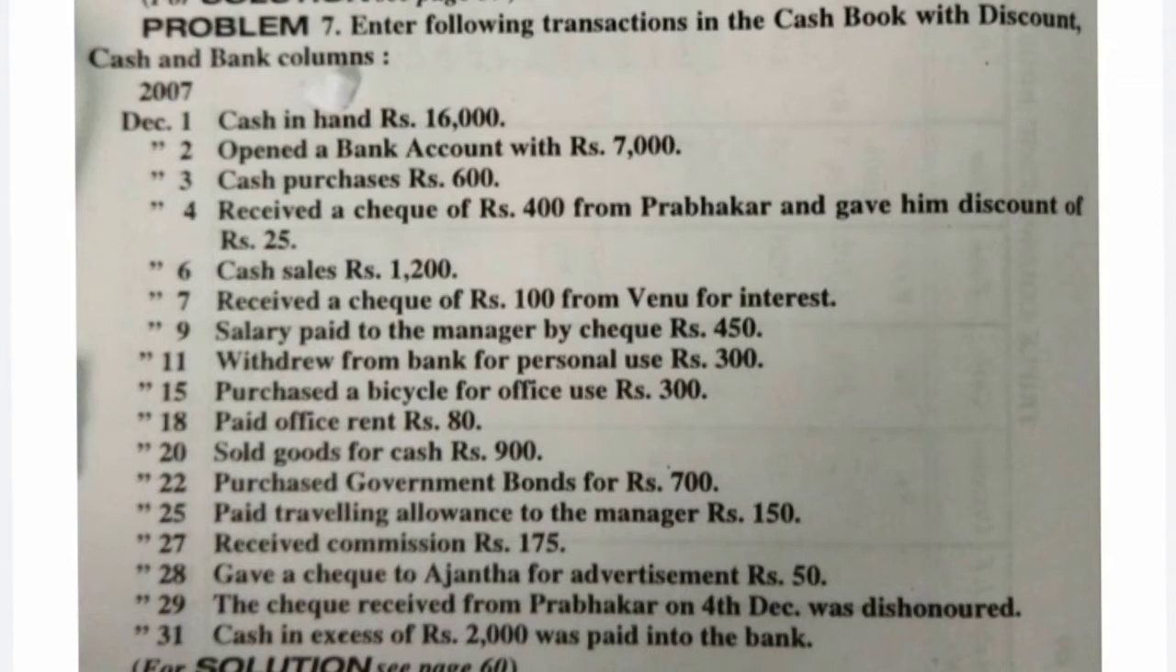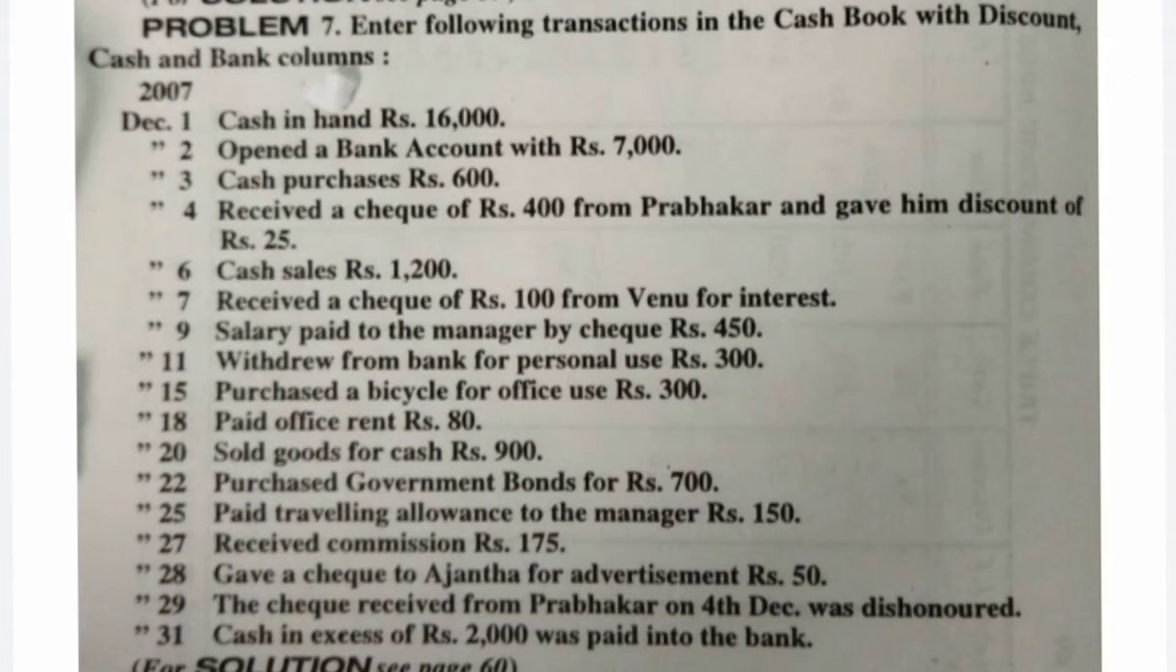Received commission rupees 175. We are receiving commission, it is an income, so credit all incomes and gains. So cash account debit to commission received account 175. Since cash is on the debit side, debit the cash column with rupees 175 in the cash book.